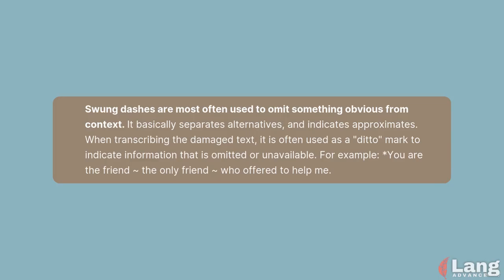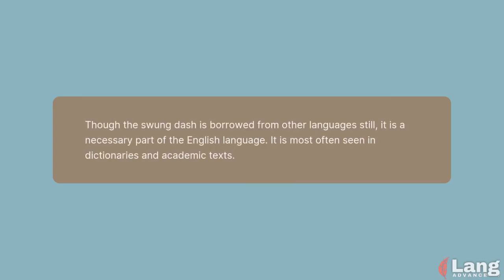Swung dashes are most often used to omit something obvious from context. It basically separates alternatives and indicates approximates. When transcribing damaged text, it is often used as a ditto mark to indicate information that is omitted or unavailable. For example, you are the ~ friend, the only friend who offered to help me. Though the swung dash is borrowed from other languages, still it is a necessary part of the English language. It is most often seen in dictionaries and academic texts.